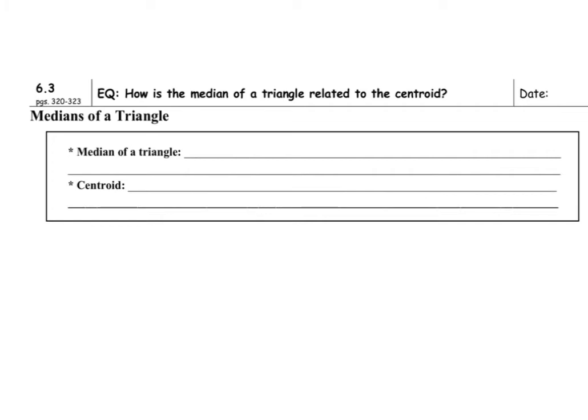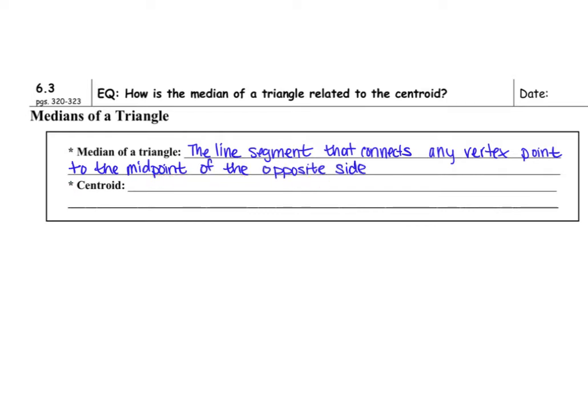Hey guys, today we're going to be talking about how the median of a triangle is related to a centroid. A median of a triangle is the line segment that connects any vertex point to the midpoint of the opposite side. A centroid is the point where all three medians of a triangle intersect.